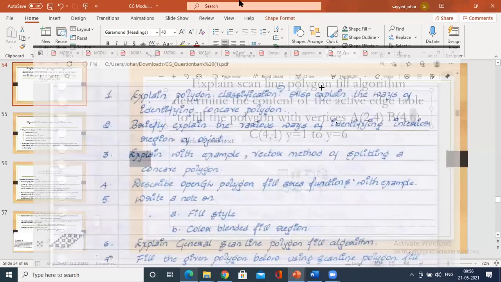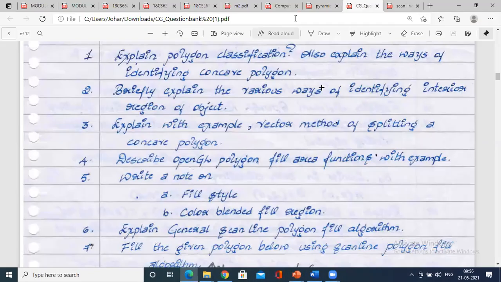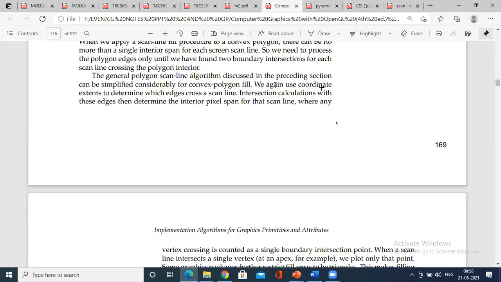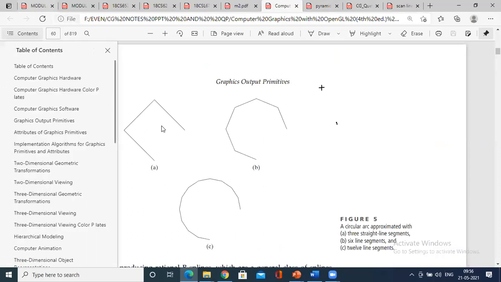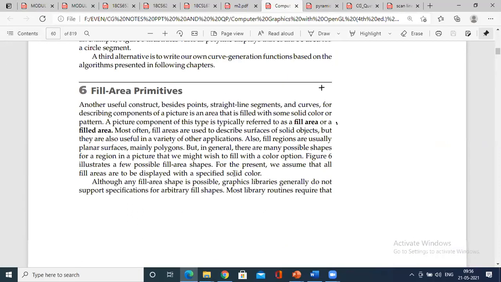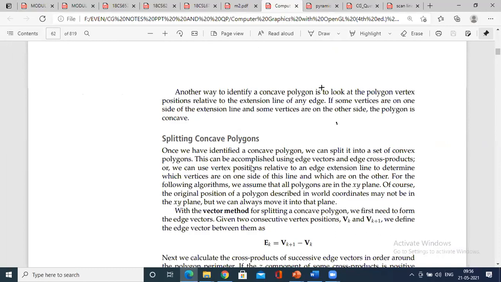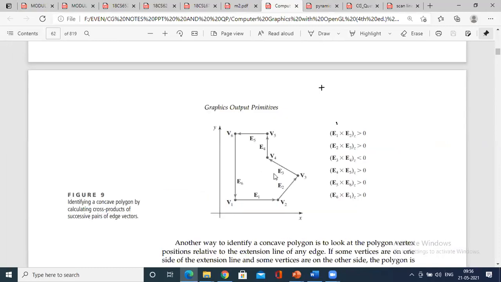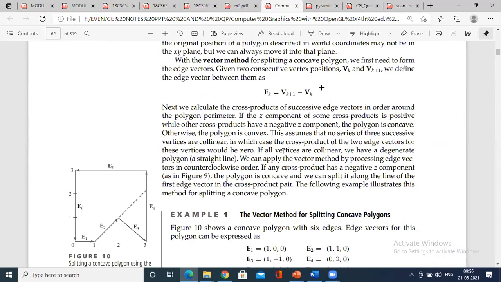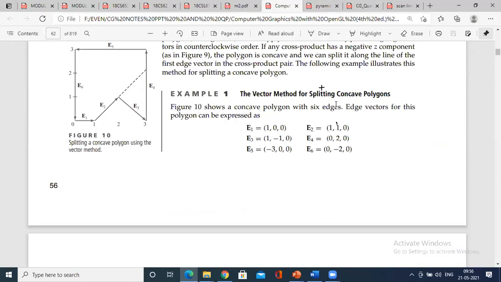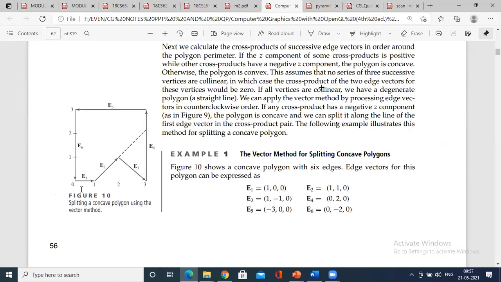So that is what we have here. So the vector method was this one. This was the vector method. You have to identify the vector method of splitting a concave polygon. You could expect one problem from this.